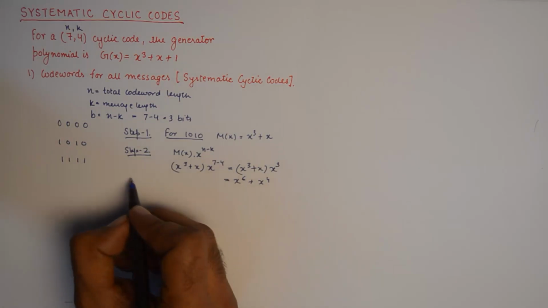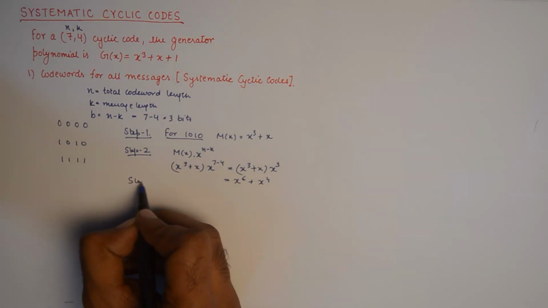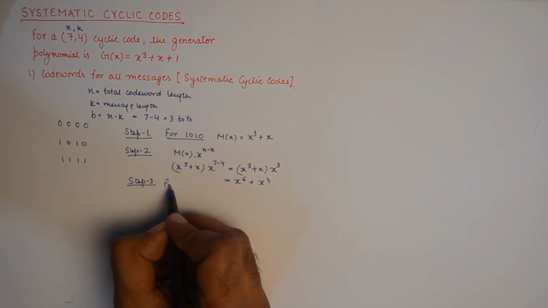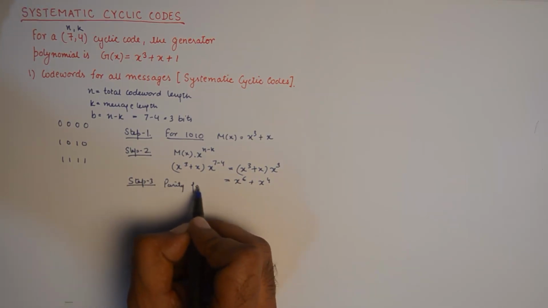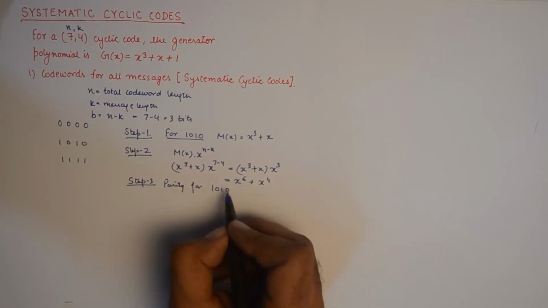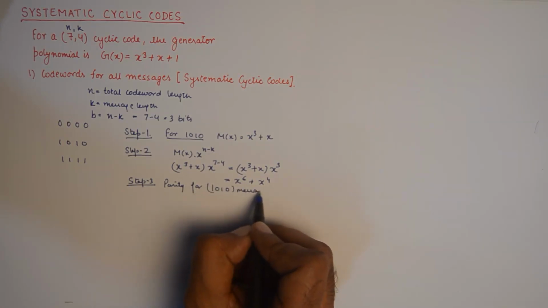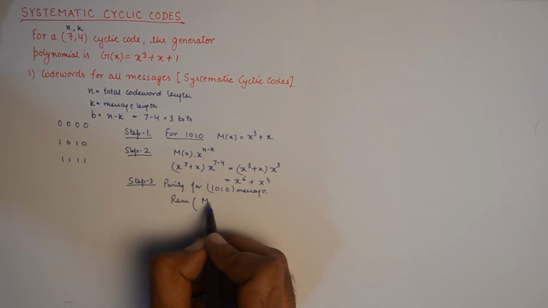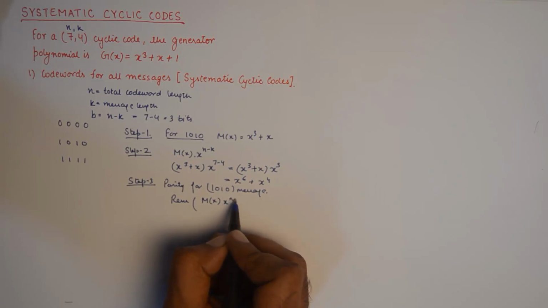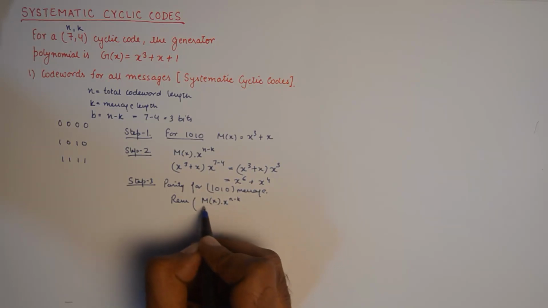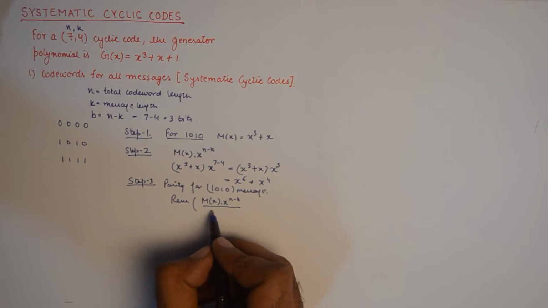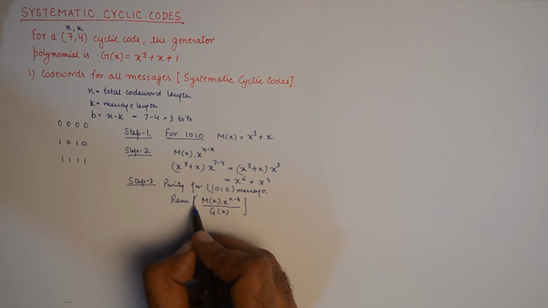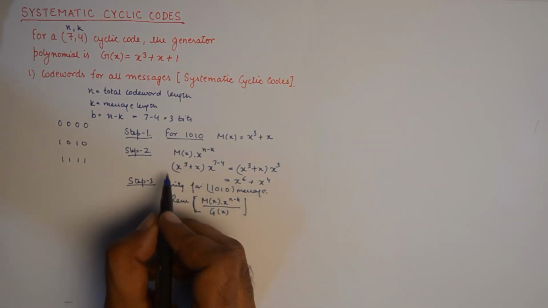Now why is this important? Because in step number 3 the parity for the 1010 message will be the remainder of this term, m(x) multiplied by x raised to the power n minus k, divided by our generator polynomial. So that is why I've already calculated this in step number 2.